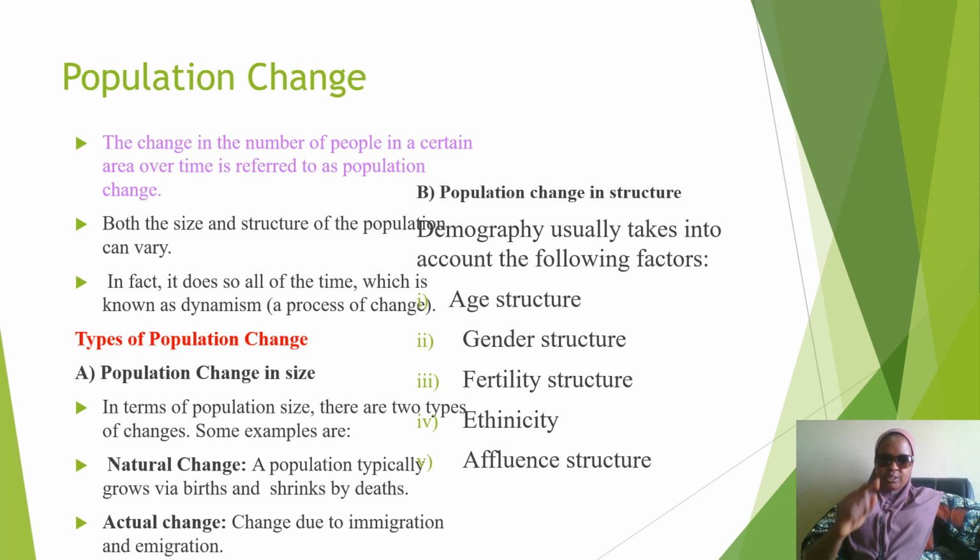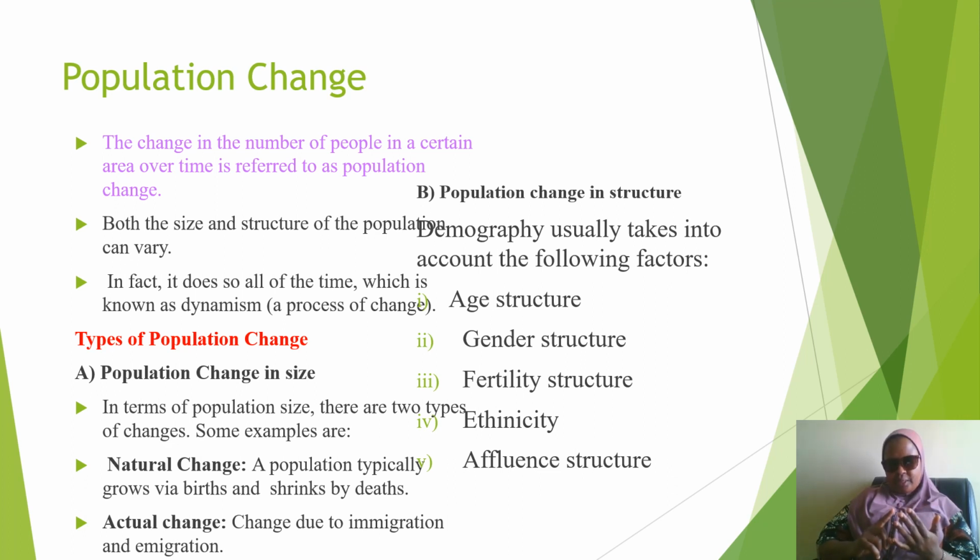We have one, population change in size. In terms of population change in size, we have two changes, which are natural change and actual change. Natural change are changes that are due to birth or death. Birth is a natural event. Death is a natural occurrence. So long as you are born on this earth, you must die one day.